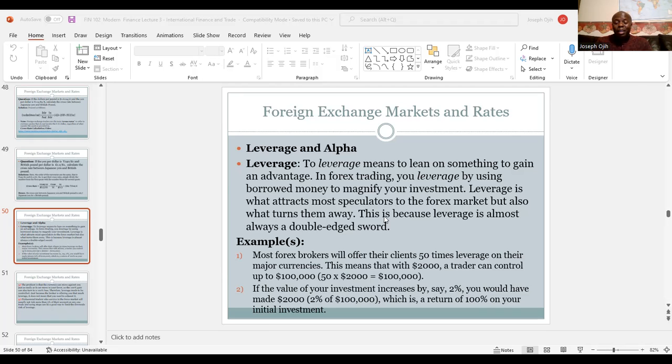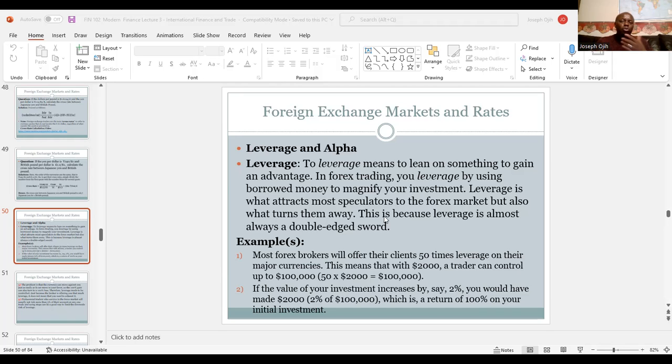But leverage has a good side and a bad side. It is a double-edged sword. For example, most foreign exchange brokers offer their clients 50 times leverage on their major currencies. This means that with $2,000, a trader can buy up to $100,000 worth of investments.